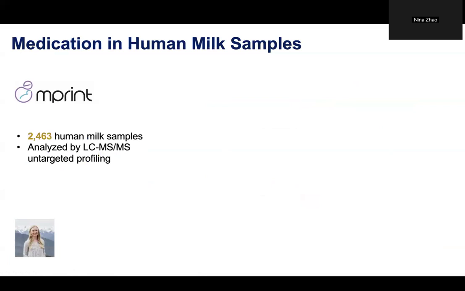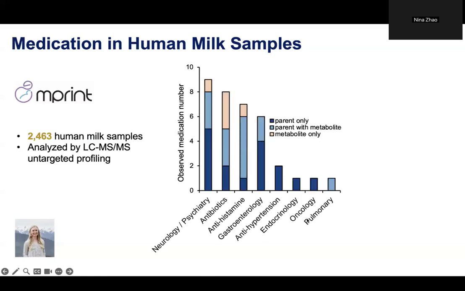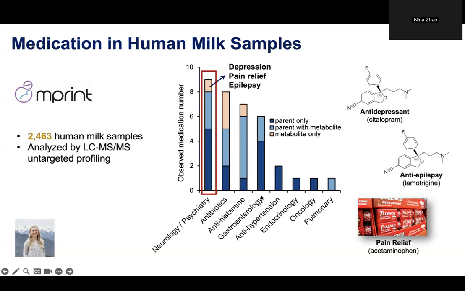So in the spirit of IMPRINT, we went ahead and further analyzed the breast milk samples collected from the milk repository at UCSD, which covers more than 2,400 breast milk samples. The analysis was completed by a previous postdoc in the lab, Dr. Sydney, and we started to use the drug library to understand the medication exposure in these breast milk samples. Here is an overview of all the medications we observed, and we noticed that neurology and psychiatry was definitely the most popular category, followed by antibiotics and antihistamines, which agrees with the medication exposure for this cohort of mothers. For the neurology and psychiatry drugs, some of the commonly observed drugs include antidepressants, drugs used for pain relief, as well as drugs used for epilepsy.